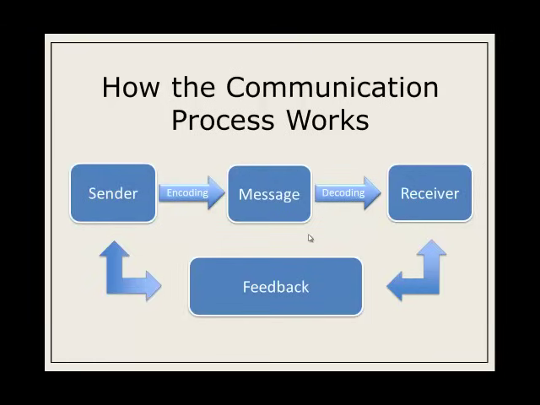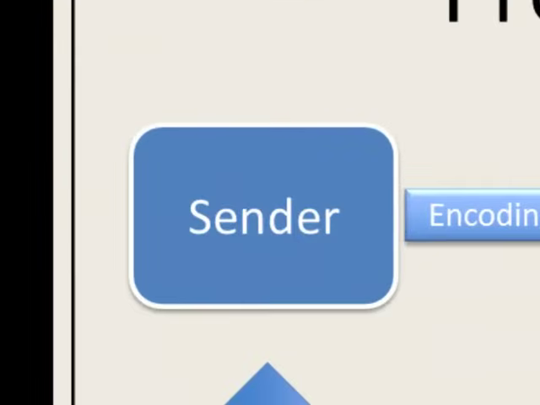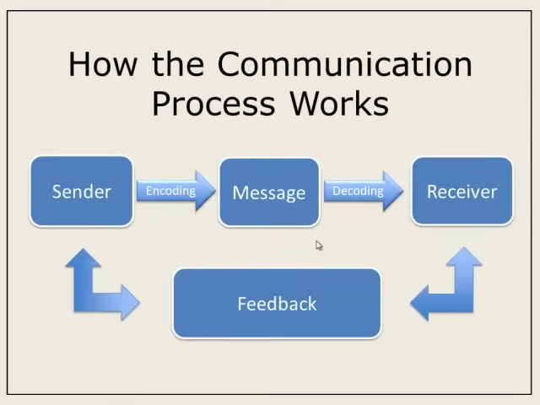Now, the communication process starts with, in this case, the sender. The sender is the person that is going to be transmitting a particular message. And usually, if we're going to communicate something, we have to decide what it is that we're going to communicate. But not only what, we also have to determine how we're going to communicate that, the means through which we're going to actually communicate the message.